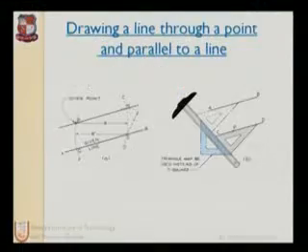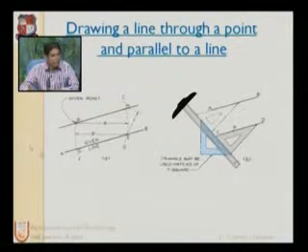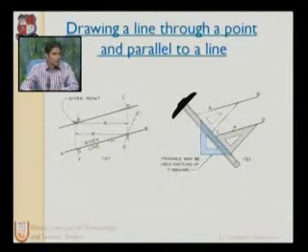A parallel line can also be drawn in the second example: drawing a parallel line through a point and parallel to a line. So here the condition is that the line should pass through a point and be parallel to the given line. First we have to create line AB, which is the given line. Draw line AB, take a suitable distance, and draw point P. So point P is the given point.